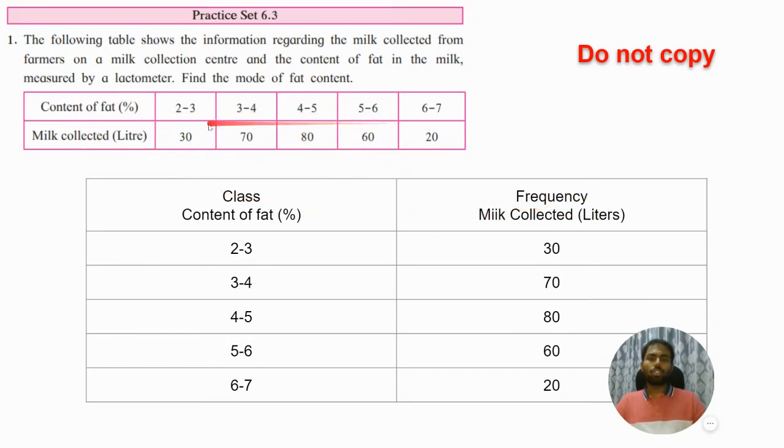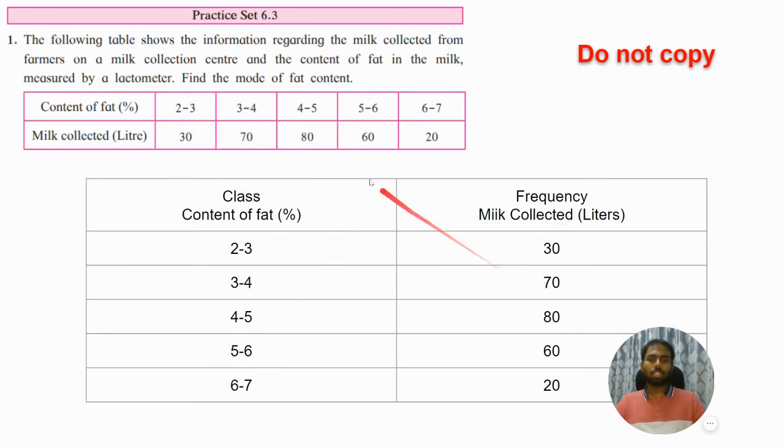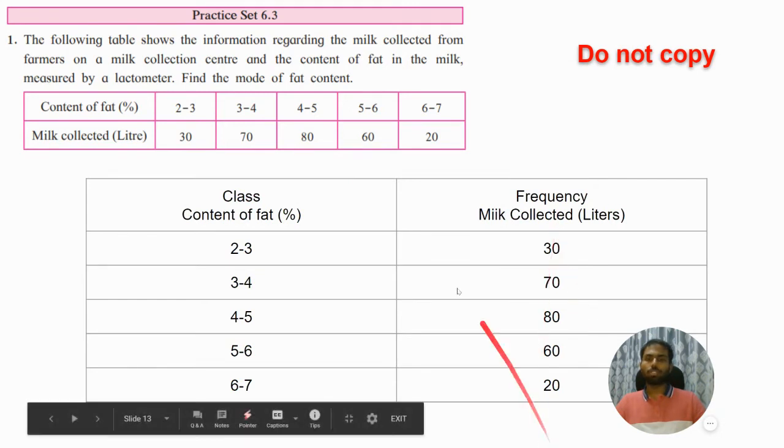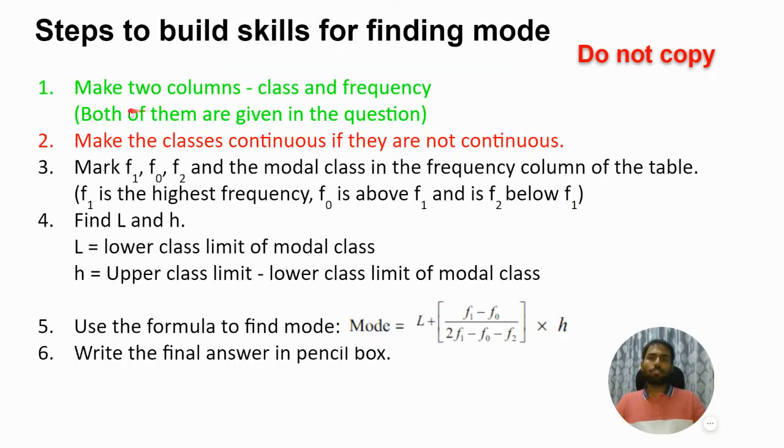So what was written horizontally, I have just written vertically. Okay, 2 to 3 here, 3 to 4 here, 4 to 5 here, so on and so forth. Similarly 30 I've written here, 70 here, 80 here, so on and so forth. I've just drawn the table vertically. Content of fat I have written as class, and milk collected I've put as frequency. Okay, so our first step is done.